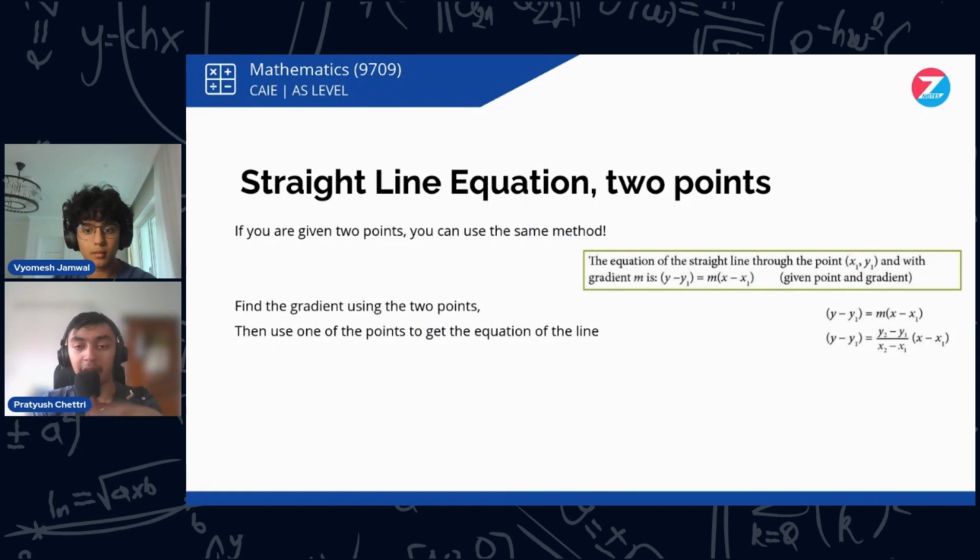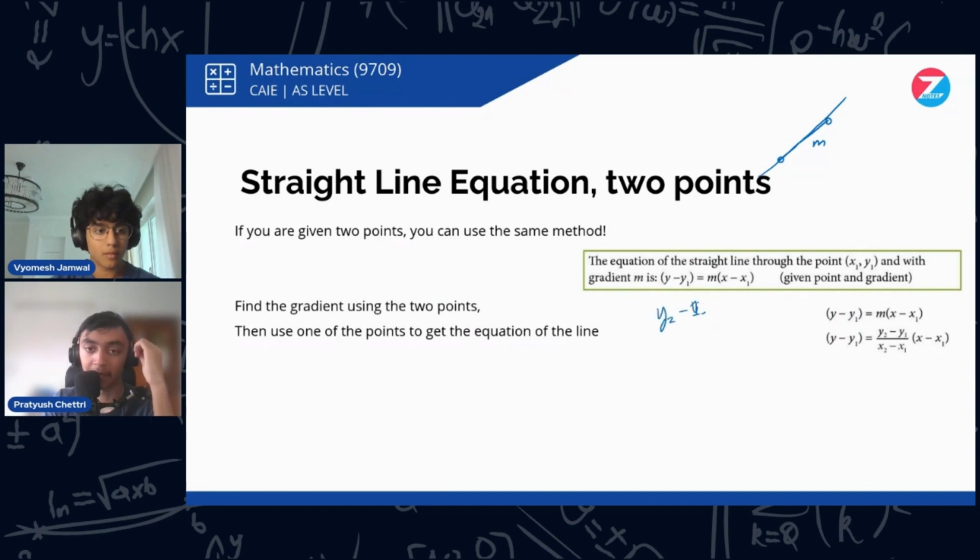Continuing from that, if we're given two points, you can use the same method. First find the gradient of the line that goes through those two points, and use one of the points to find the equation of the line. Remember gradient is y2 minus y1 over x2 minus x1. If you substitute that instead of m, it gets a bit messy. I'd recommend you get the gradient separately and then plug it in, because that makes the work simpler.